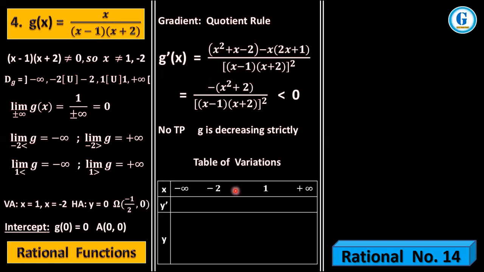So from a variation table now, we have the domain negative infinity to negative 2, to 1, to positive infinity. And with this curve, there is no turning point, because if you equate this to 0 and solve, there will be no value of x. So there is no turning point. Okay, x squared plus 2, you equate to 0, you have x squared equal to negative 2, and that's going to give us complex roots, which is not in functions.